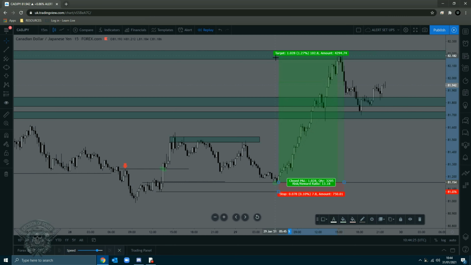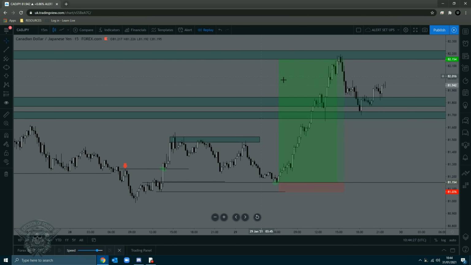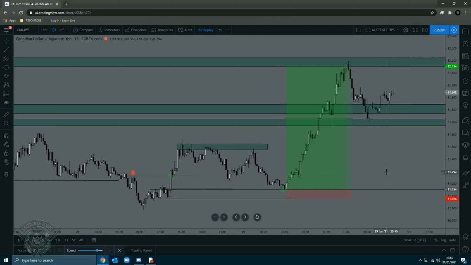to 1. Now, if you decided to take the profit before that target, even at this point, you're still looking at 12.8, so nearly 13 to 1 there. Okay, so this is just another example of the trade setup, right?